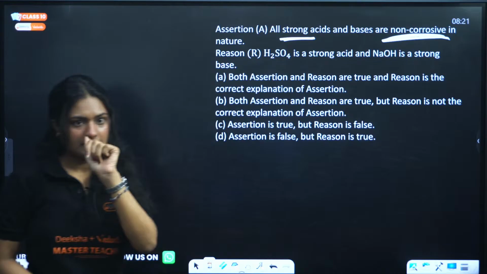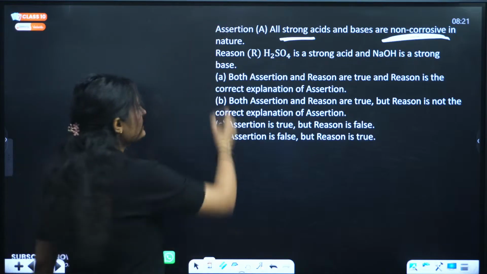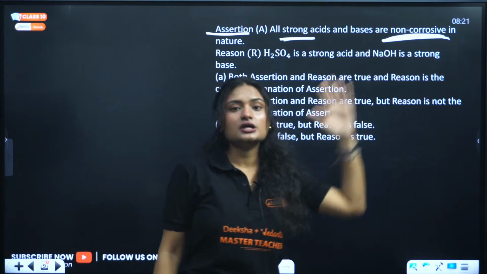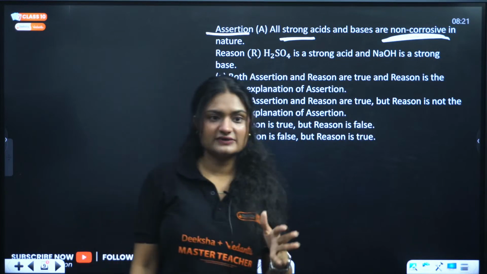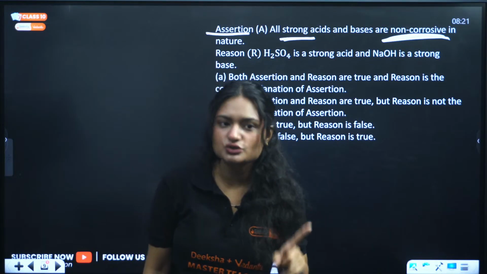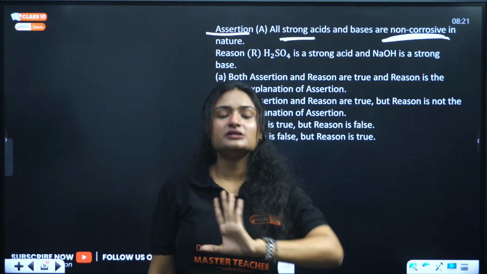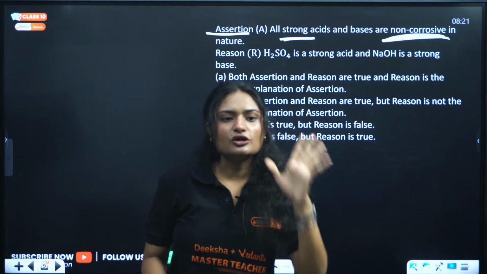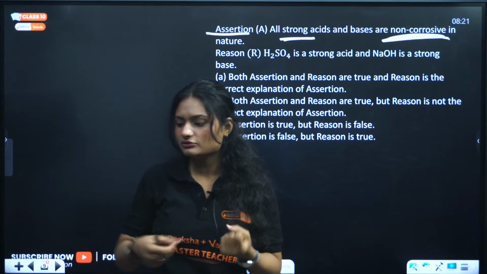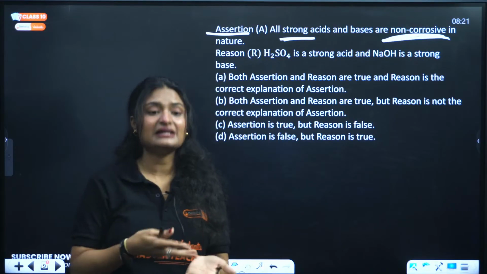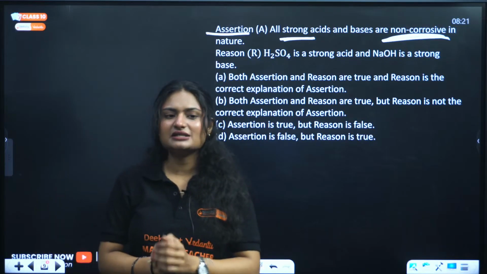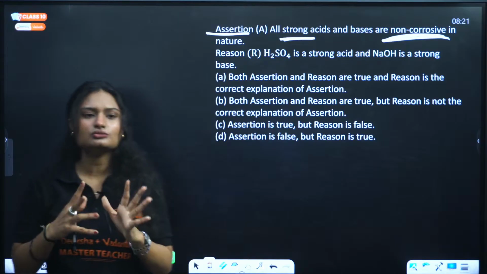First, let's see these statements individually. Let's check the assertion. All strong acids and bases are non-corrosive in nature. No, they are highly corrosive in nature. Yes, all these strong acids and bases are highly corrosive, right? That's why you should never deal with them in concentrated form without proper gloves, and if you ever spill it on your hands, wash them immediately, because it will irritate your skin and harm you.